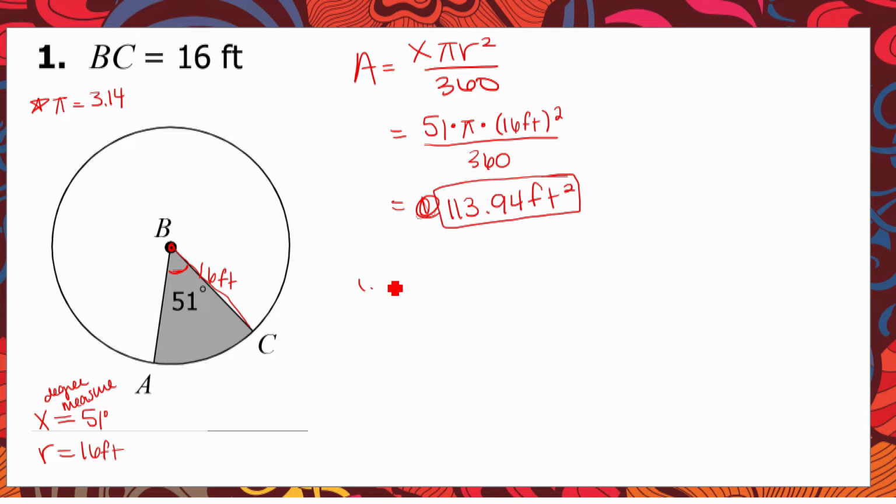You're going to write down the formula, figure out the values of the variables, and then just calculate it. So we wrote down the formula, we figured out what x and r were, plugged them in, and just typed that into a calculator. That's all you're going to do. We'll go to the next one.